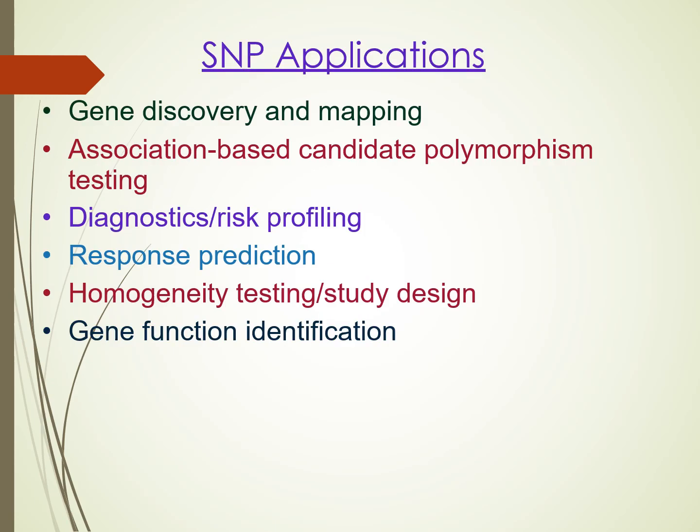Then finally, SNP applications. First one is gene discovery and mapping, association-based candidate polymorphism testing, then diagnostics and risk profiling, then response prediction, that is how an individual is going to respond to a particular drug or vaccine, then homogeneity testing or study design, that is whatever number of individuals you have selected for the study, whether they are homogeneous or not, meaning they all contain the same type of alleles or not. Then gene function identification can also be done with the help of SNP.